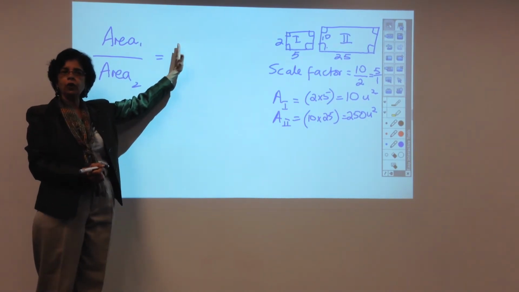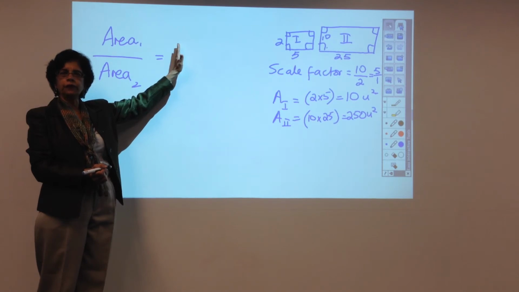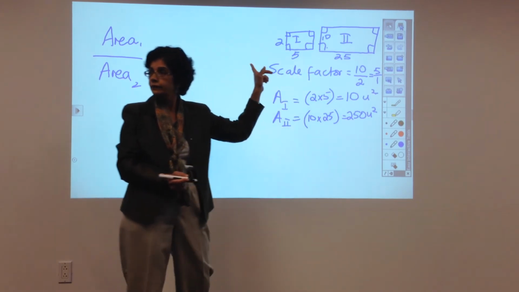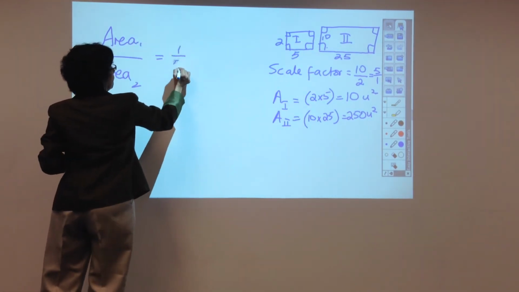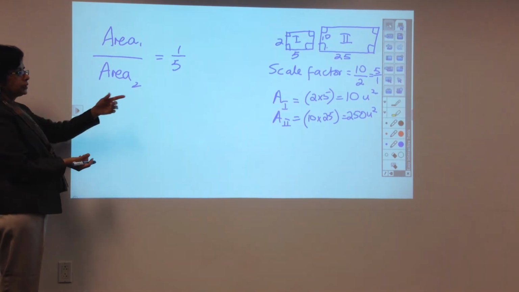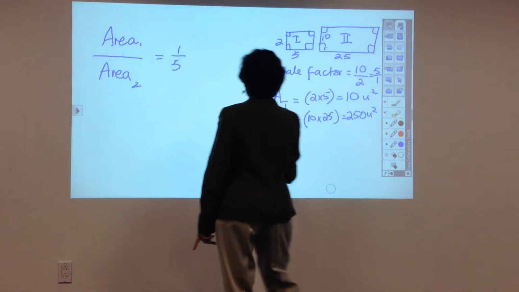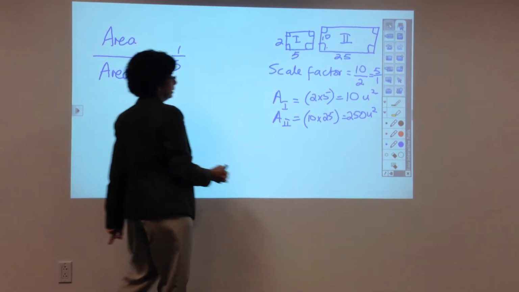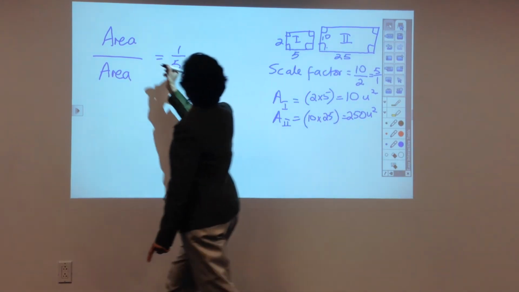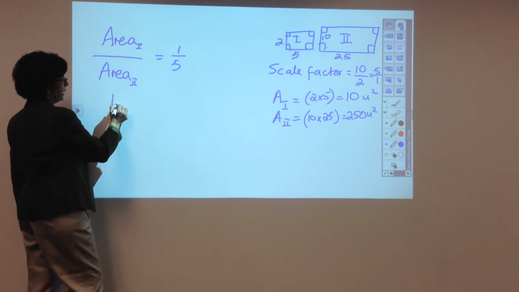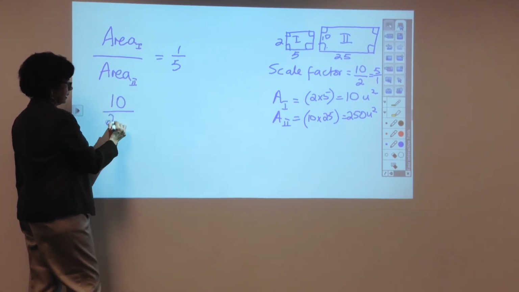So girls, on this side, if I have area 1 over area 2, the scale factor here, should it be 5 over 1 or 1 over 5? 1 over 5. Macarena is absolutely correct. It should be 1 over 5 because we are going from smaller to larger, right, ladies? So 1 over 5. And now all I have to do is plug it in. Just for consistency, let me change this to 1, 2. So I've got 10 units squared, and the units will cancel out.